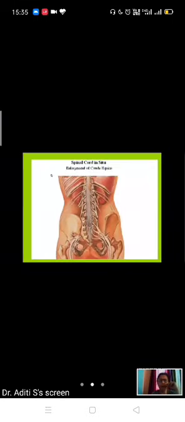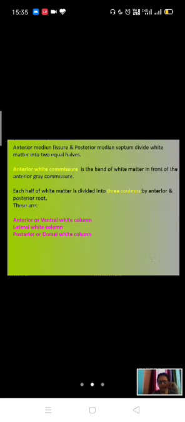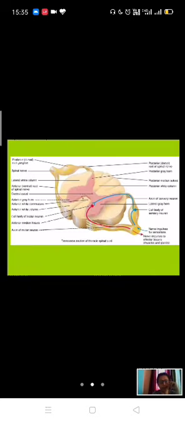Now there are several sulci and fissures present. I'm showing you the picture so that you can understand clearly. So this is the transverse section of the spinal cord, showing some fissures. First you see the fissure and sulcus, then I will discuss the gray matter, the neural matter of the spinal cord. This is the anterior surface, and this is the posterior surface.